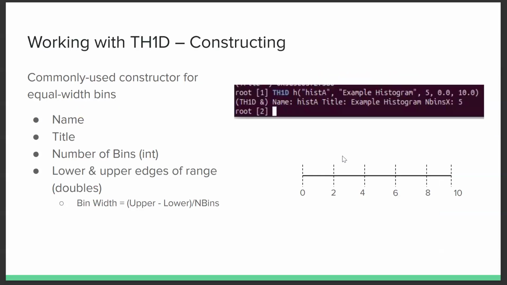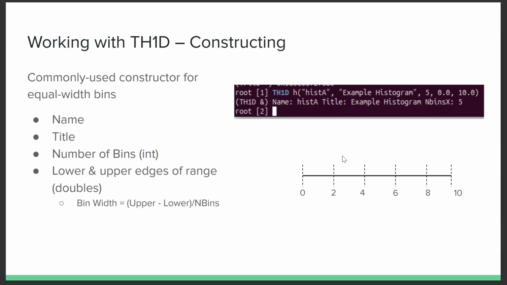Okay, so let's take a look at how we want to work with TH1D. And let's look at just the most commonly used constructor, which is for equal width bins. So let's say I'm interested in some data in some set of units between 0 and 10, and I want to look sort of in bins of size 2, right, width 2. And those are all going to be the same size.